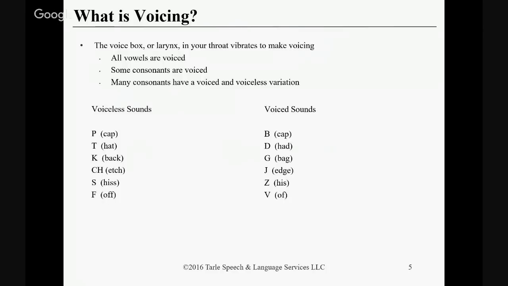Okay, so what is voicing? Let me show you me again. Hello again. Okay, so your voice box is in your throat. This is part of speech. When your voice box vibrates, it makes sound. All vowel sounds are voiced. So if you hold your throat and you say A, E, I, O, U, all of those sounds, your voice box, this right here, is vibrating. This is your larynx. That's the technical term. So that's going to be vibrating.